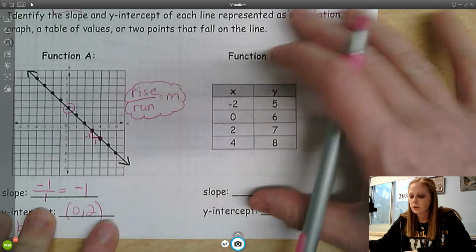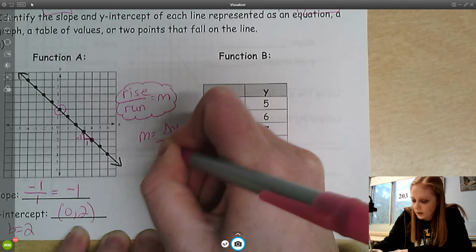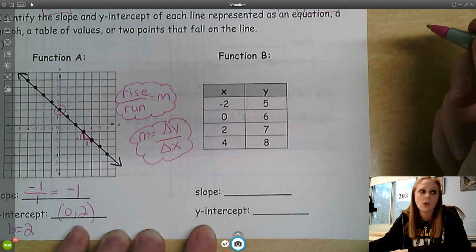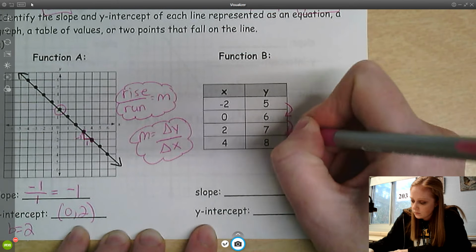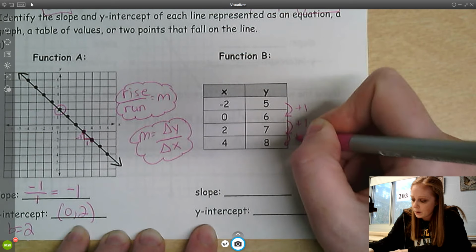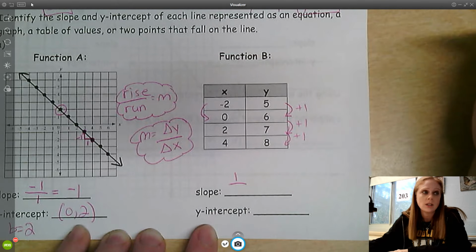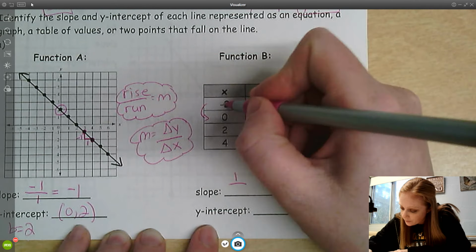Okay, now let's look at function b. To find the slope in a table, we're going to think of slope as change in y over change in x. So the change in y, I notice that these are all going up, and they're going up by 1 each time. My change in y is 1. That goes on top. My change in x goes on the bottom, the denominator.